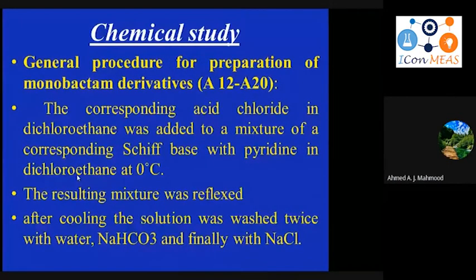Finally, about the chemical synthesis, here's the general procedure for the preparation of the monobactam derivatives A12 to A20. The corresponding acid chloride in dichloroethane was added to the mixture of the corresponding Schiff base with pyridine in dichloroethane, also at 0 degrees centigrade. The resulting mixture was refluxed. After cooling, the solution was washed twice with water, sodium bicarbonate, and finally with brine solution.